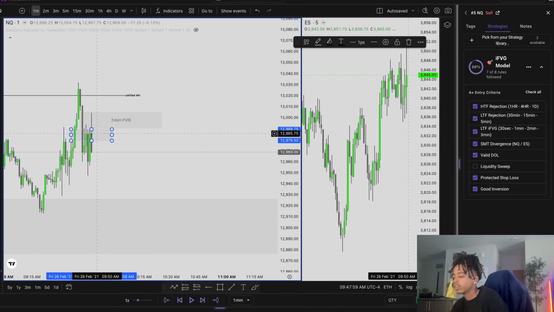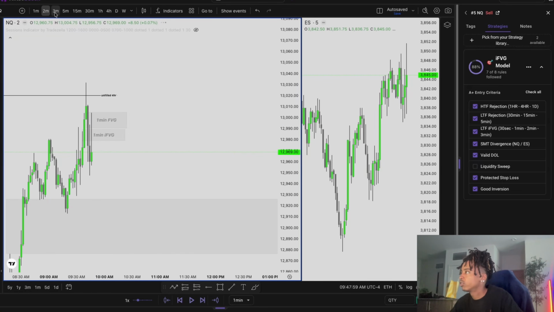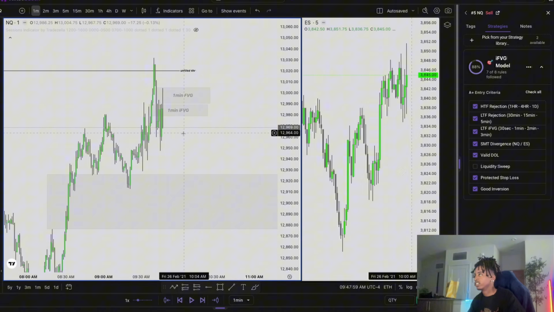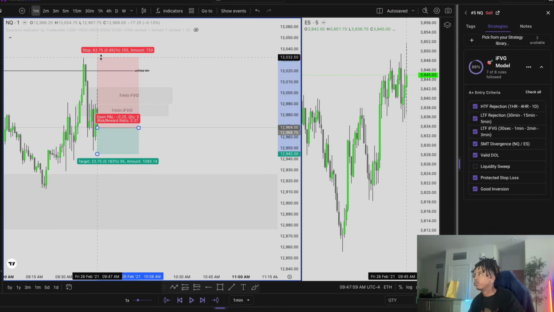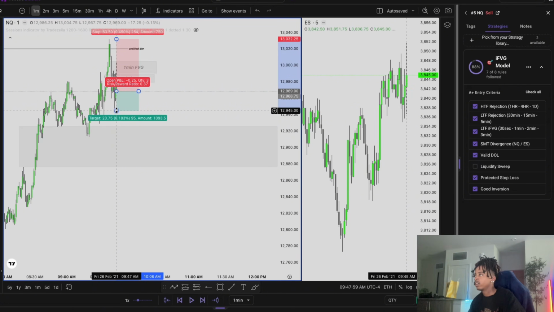So we have the 1 minute inversion, iFVG, and that's also followed by, I think it might be a 2 or a 3 minute. There's a 2 minute and a 3 minute in there, but it's also followed by a 1 minute rejection out of that level. In this situation, I feel like my stop loss would very well be protected at a place like this.